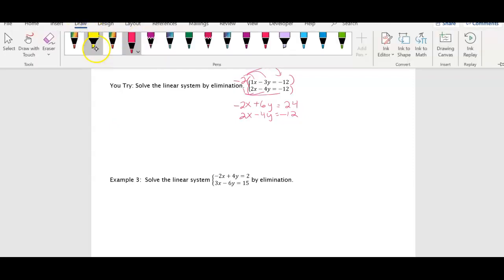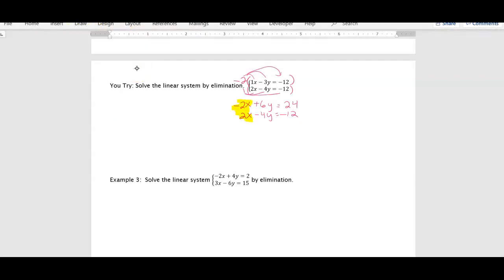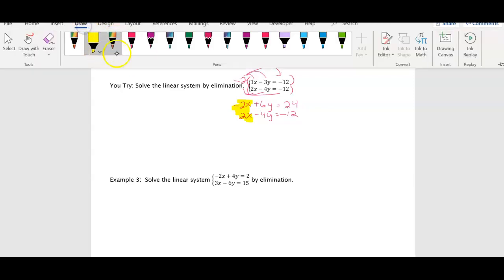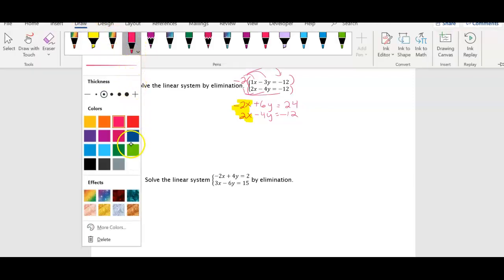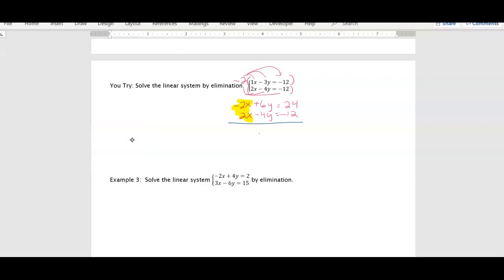Now you should see that we have common numbers, opposite signs, so when I put these together, those will cancel out. So I'm adding the equations together, they cancel. 6 plus negative 4 is 2y, and 24 plus negative 12 is 12. Last step here is to divide by 2. So we get y equals 12 divided by 2 is 6.